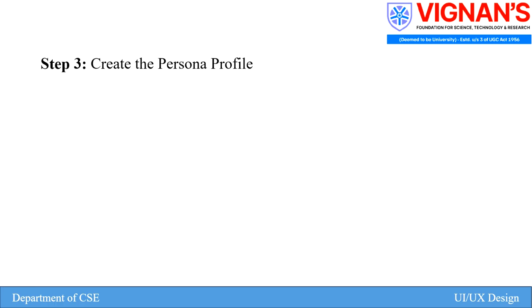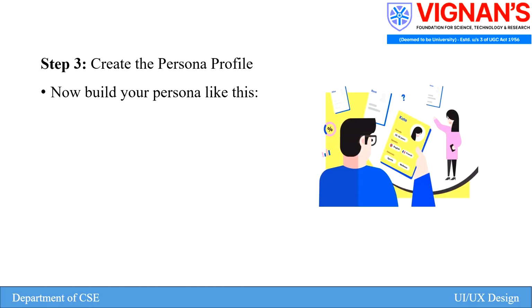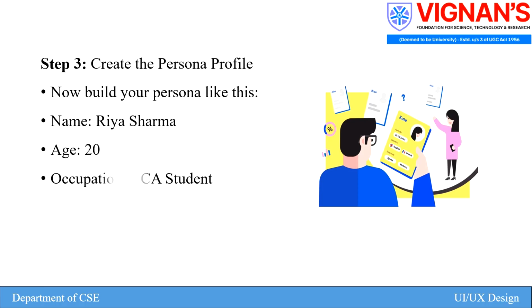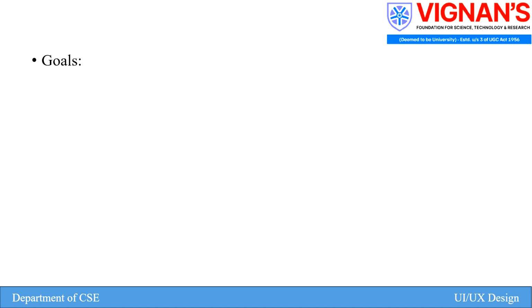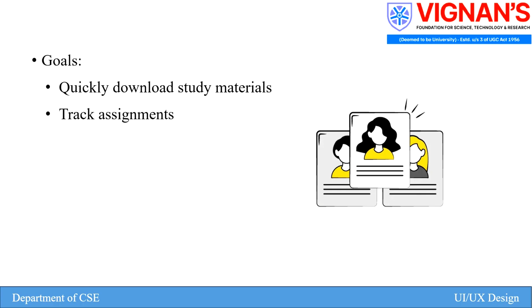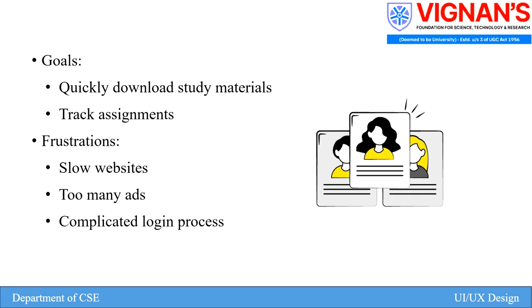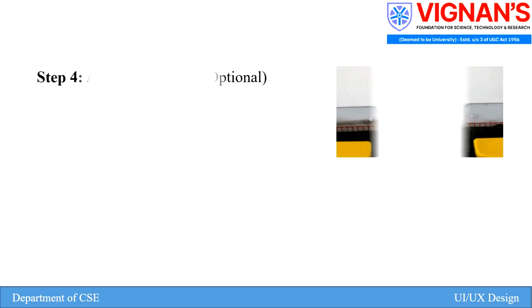Step 3. Create the persona profile. Build your persona like this. Name, Riya Sharma. Age, 20. Occupation, BCA student. Location, Mumbai. Goals. Quickly download study materials. Track assignments. Frustrations. Slow websites. Too many ads. Complicated login process. Tech skills. Moderate.